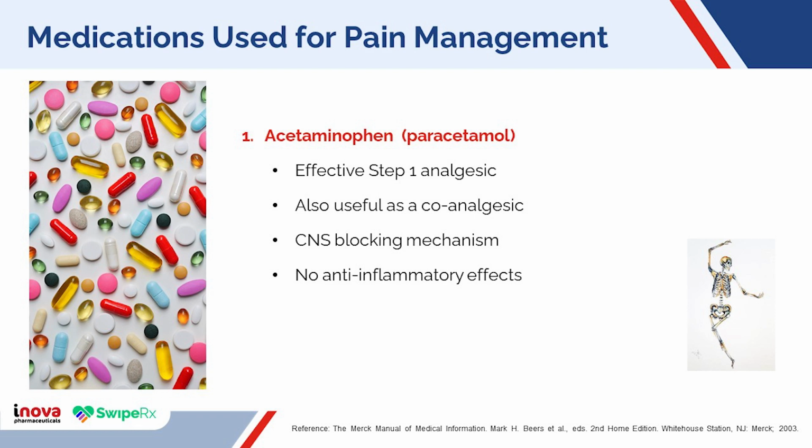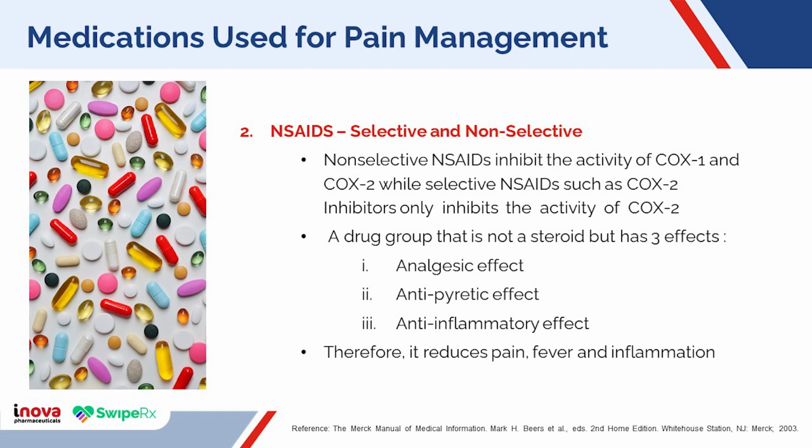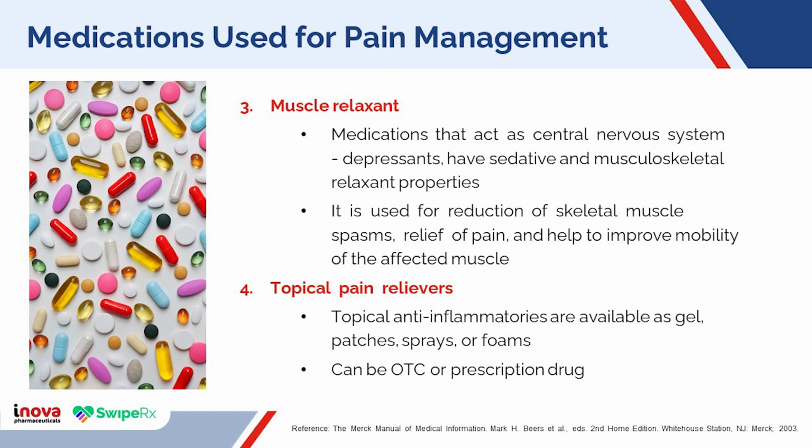Next is the use of NSAIDs. NSAIDs have revolutionized the use of painkillers in numbing the CNS, and it is cardioprotective, and also has very few side effects on the gastric system. So it reduces pain. It works with a co-analgesic effect with paracetamol.